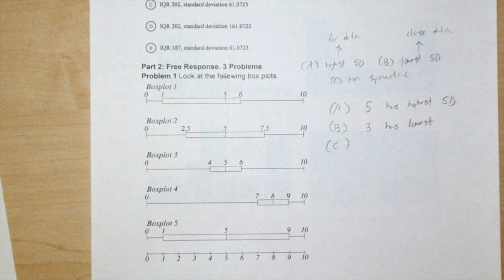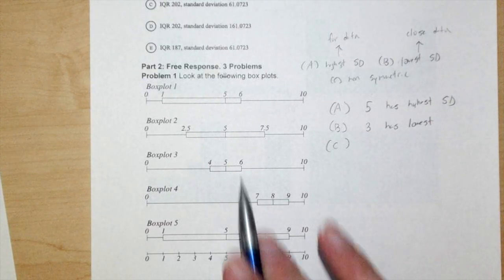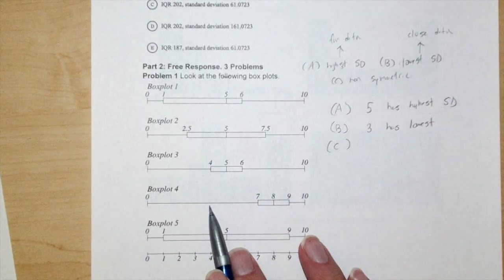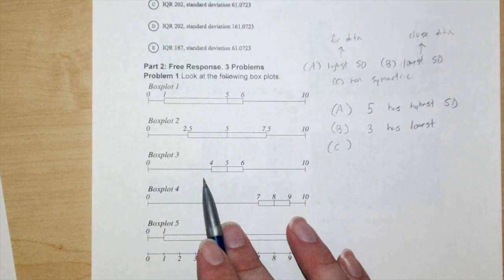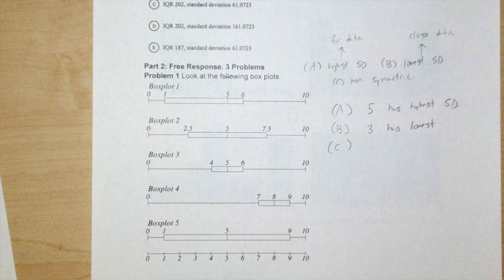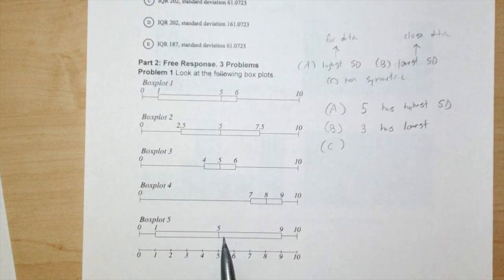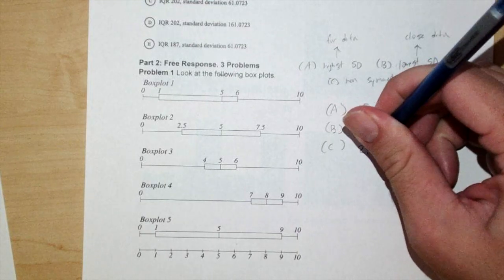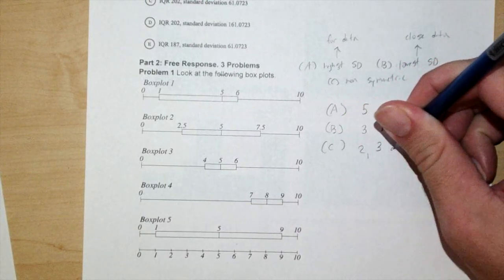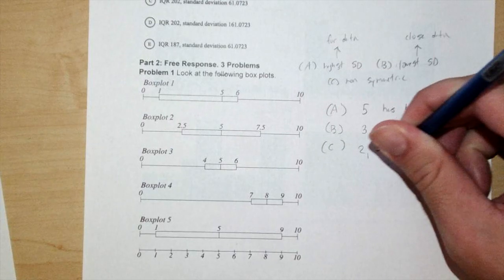And finally, we have to talk about symmetry, and I think this is good to think about too. If you're looking straight at the box plots, symmetry is actually really obvious. And that's if both sides look exactly the same. So we can say not the same, same, same, not the same, same. And that's going to be the answer to this, okay? So 2, 3, and 5 are symmetrical.